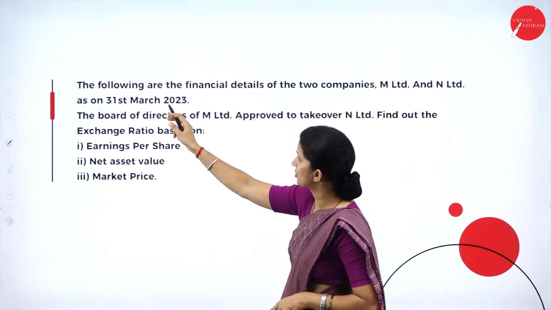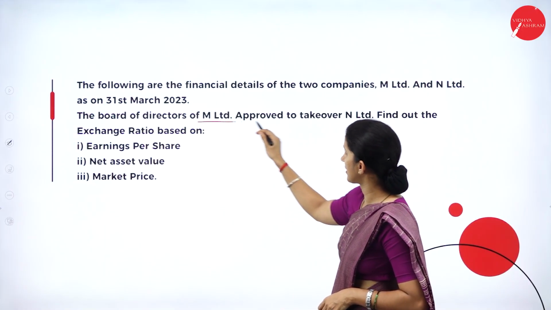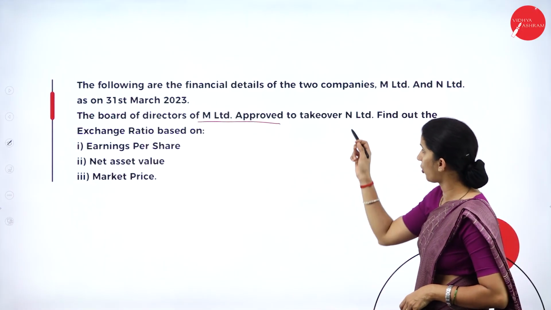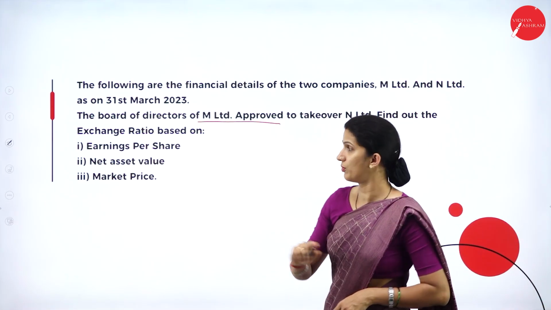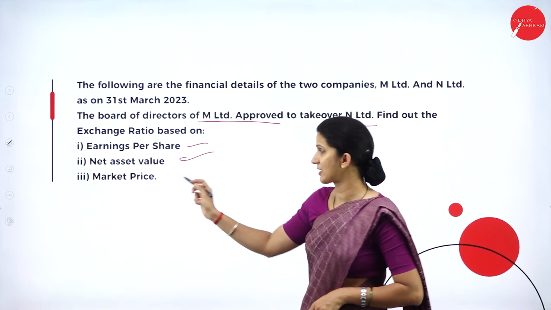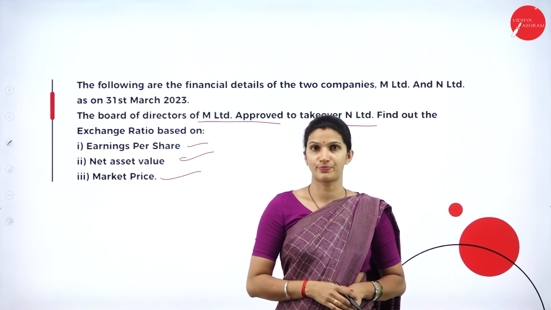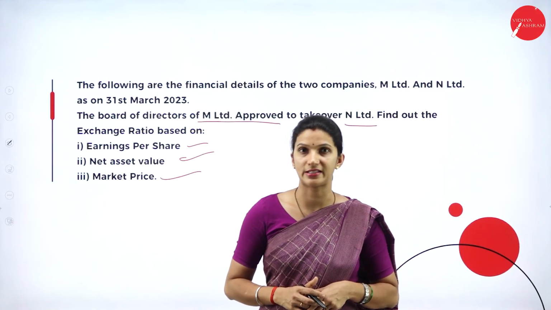On 31st March 2023, the board of directors of M Limited approved to take over N Limited. So find out the exchange ratio based on EPS, based on net asset value and based on the market price. So this is the question that you can expect for the 10 marks in the examination.